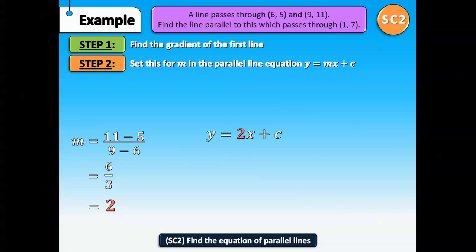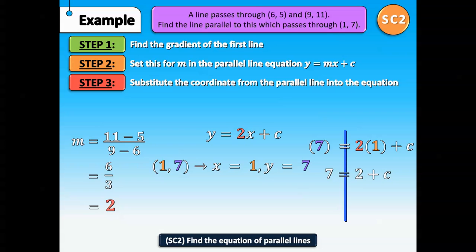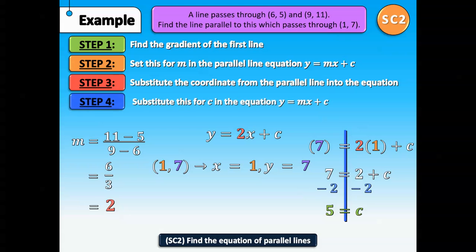Now we just need to work out what c is. Now it passes through the coordinate (1, 7). So we can substitute those numbers into our equation of the line. So x equals 1 and y equals 7. So 7 equals 2 times 1 plus c. So that means that c is 5. So the equation of our line is y equals 2x plus 5.